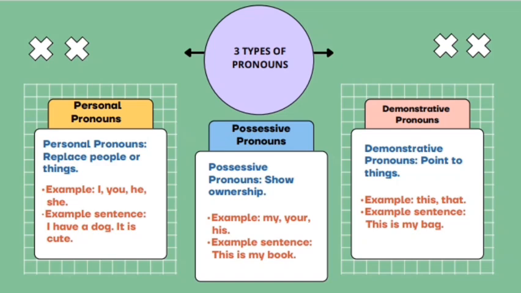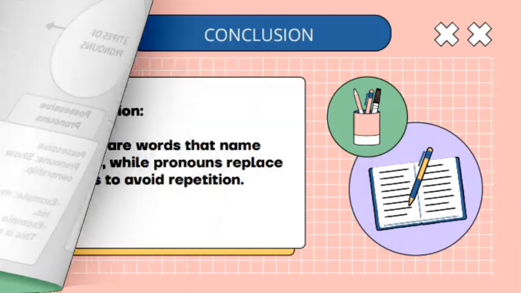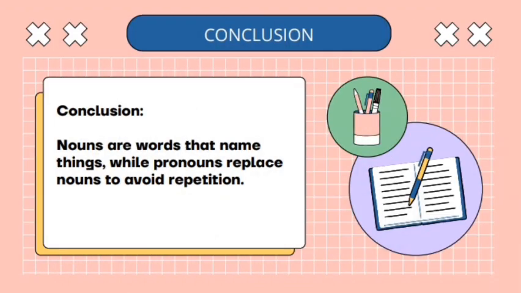Example: my, your, his. Example sentence: this is my book. Third is demonstrative pronouns. Demonstrative pronouns point to things. Example: this, that. Example sentence: this is my bag. And then the conclusion: nouns are words that name things, while pronouns replace nouns to avoid repetition.